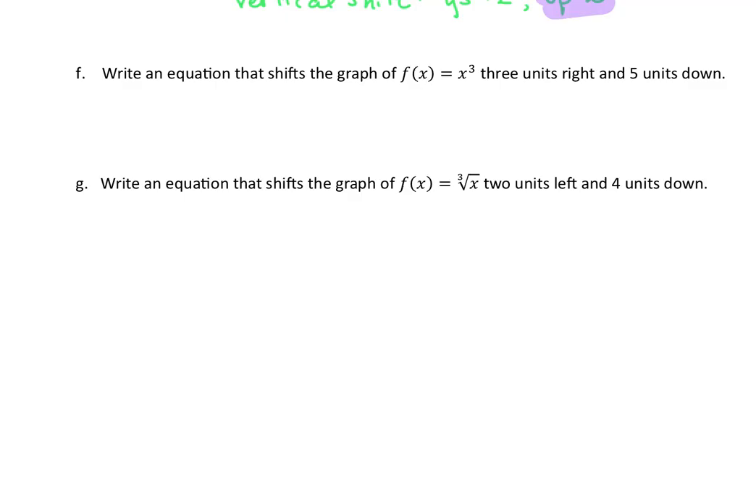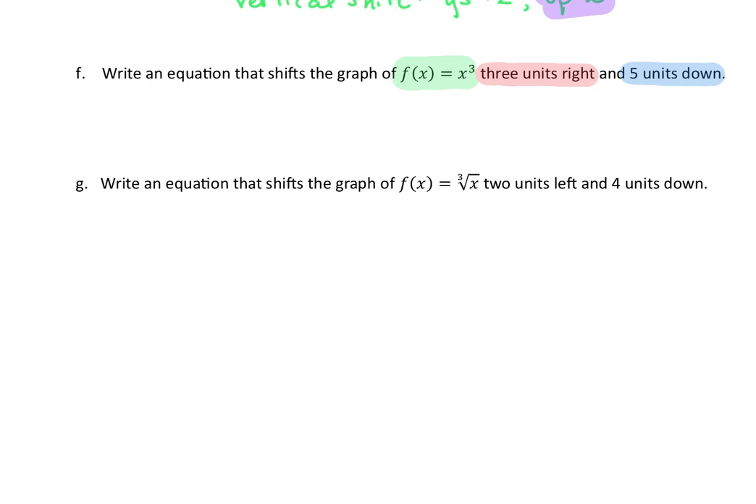So the first thing that we have here is our parent function is going to be x cubed. We have 2 things that we want to do to this. We want to do 3 units to the right, and we want to go 5 units down. So I'm going to break down each one of these. And so let's start with the 3 units to the right.